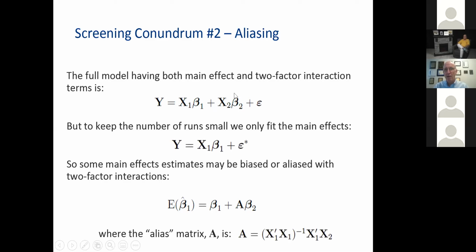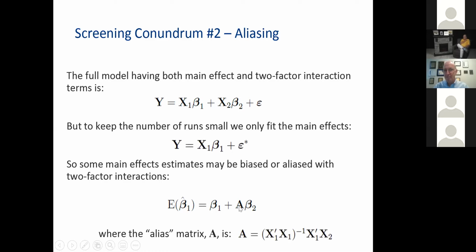We're going to ignore this part of the model. Now, if we're wrong about that, the main effect estimates, these beta ones, may be biased. That is to say, the expected value of your estimate of beta 1 will be beta 1 plus this matrix A times beta 2, which is the true values of the two-factor interactions.